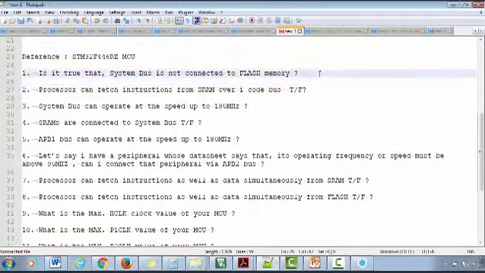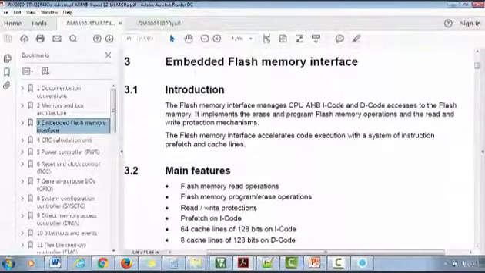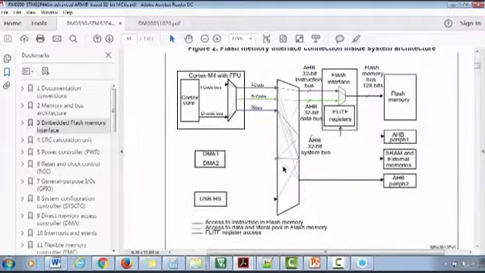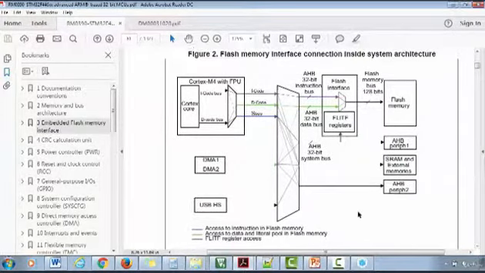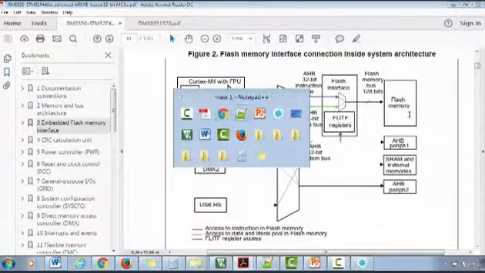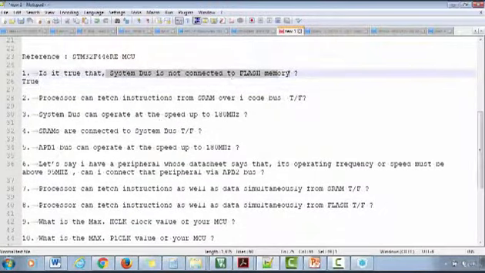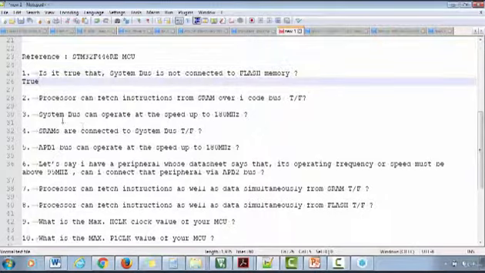The answer is true, isn't it? If you check the section on the embedded flash memory interface in the reference manual, you see this diagram. Here you can see that flash is actually connected to I code and D code. You can see that this line, S bus, is not going to flash memory. That proves that in this microcontroller, the flash is connected to the Cortex core over I code and D code, and the system bus is not connected to flash memory. That's true.